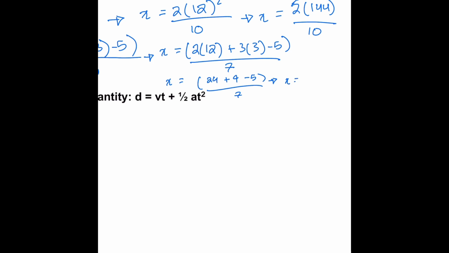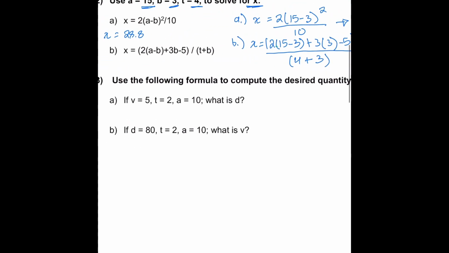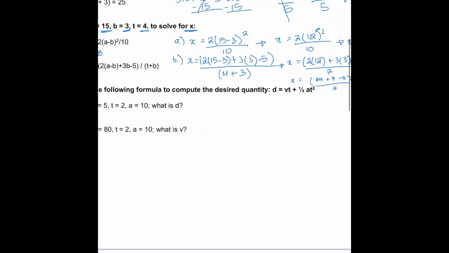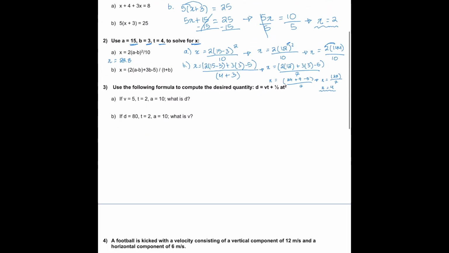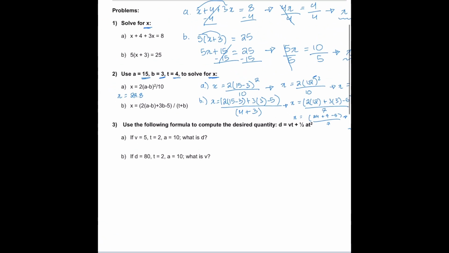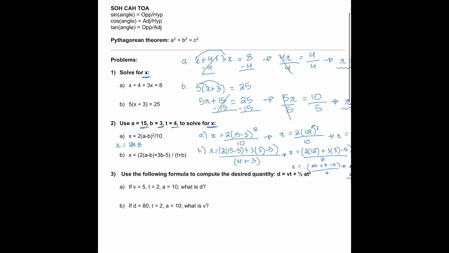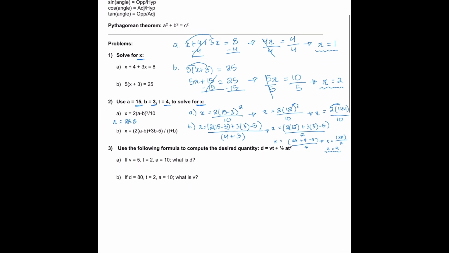So 28 over 7. Now you just simply divide that. 28 over 7 gives us a nice even number, and x equals 4. So this would be the answer for part B for the second equation. Hopefully that made relative sense. So yeah, the underlying point here is just work your way up step by step. Follow the order of operations, which is PEMDAS, and you'll be okay with these types of questions here.